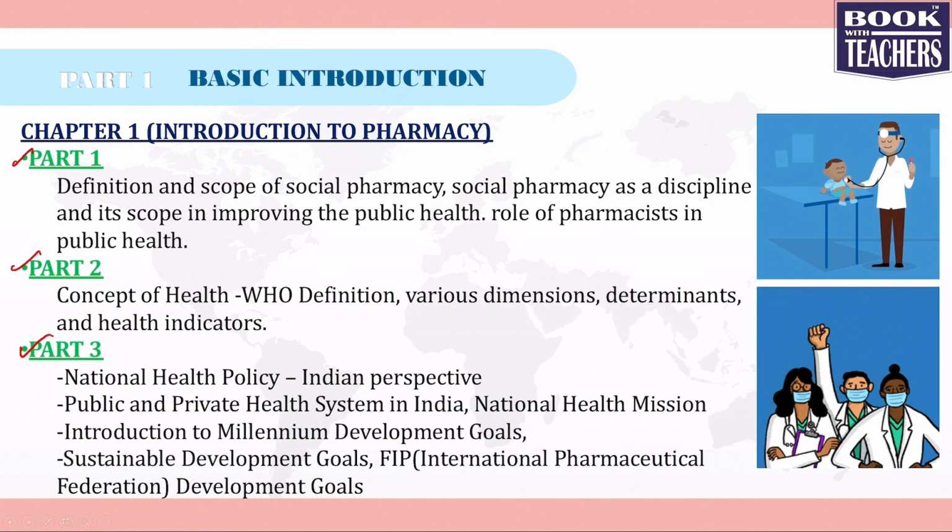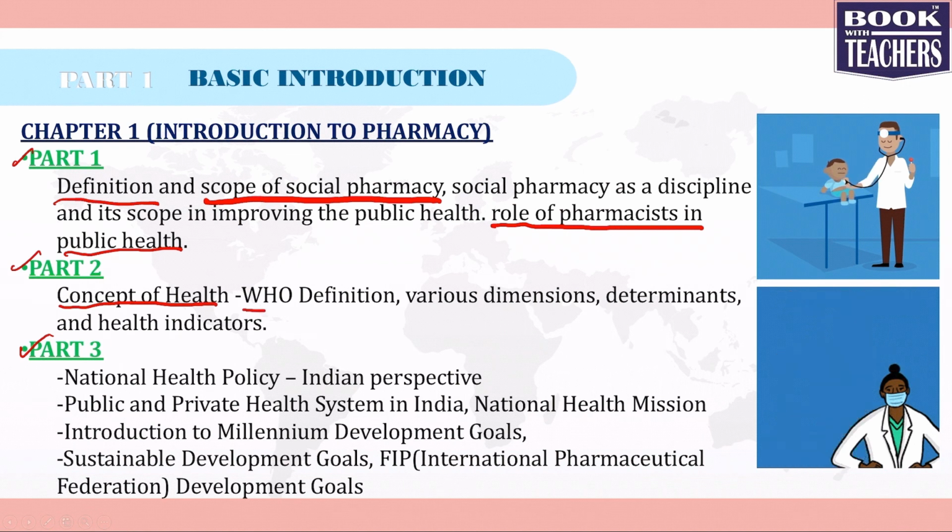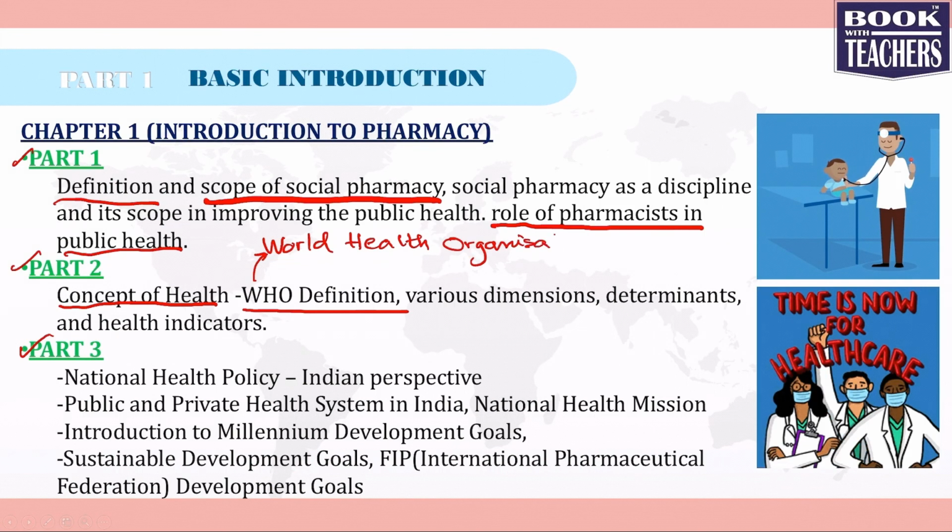So in part 1, we'll be learning about the definition and scope of social pharmacy, as well as the roles of pharmacists in public health. Now in part 2, we'll be learning about the concept of health based on WHO's definition. Now who's WHO? WHO stands for World Health Organization. So according to them, what is the concept of health is what we'll be learning. Not only this, we'll also be learning regarding the various dimensions, determinants and health indicators.